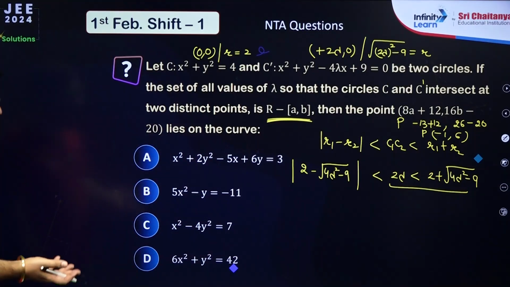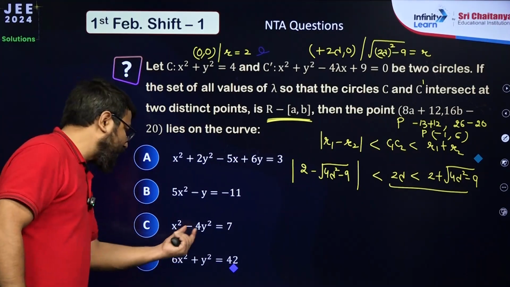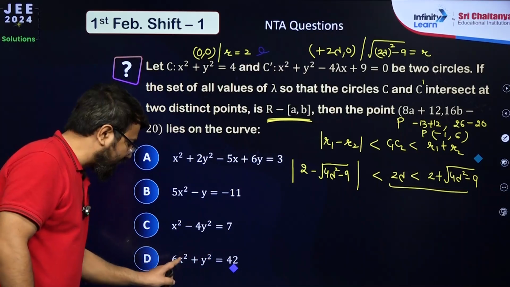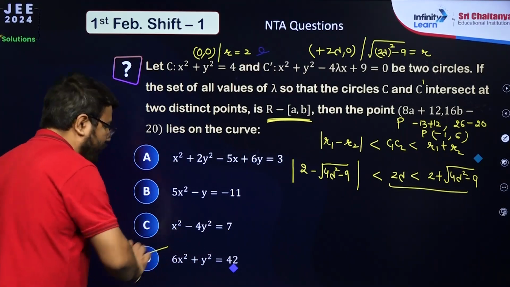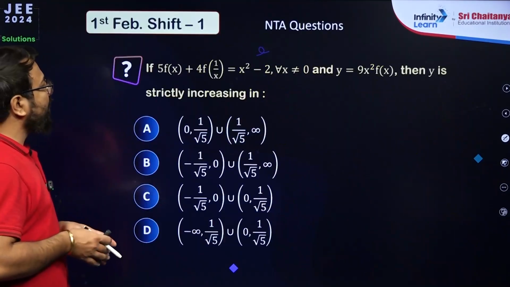Now we need to check whether minus 1, 6 is satisfying which equation? Minus 1, 6, no. Minus 1, 6, 6 square is 36 and minus 1, yes. So D option will be the final answer. I hope you understood this problem. Moving ahead to the next one.